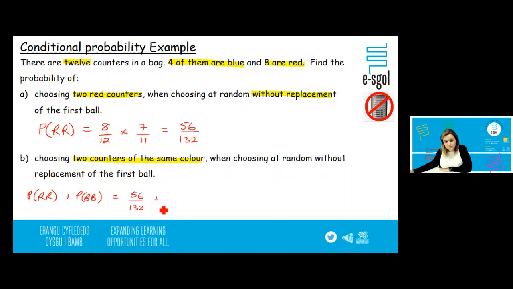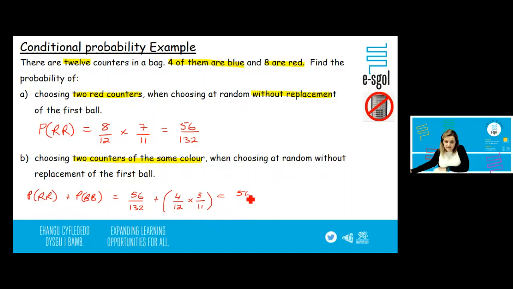And then just like we do with the trees, we're adding if there's more than one option. So we're going to add now the probability of working out 2 blues. 4 of them are blue to start with, so 4 out of 12. And if you remove the blue, that means there's now only 3 left and there are 11 counters in the bag instead. So we will need to work out this probability now in order to move forward.